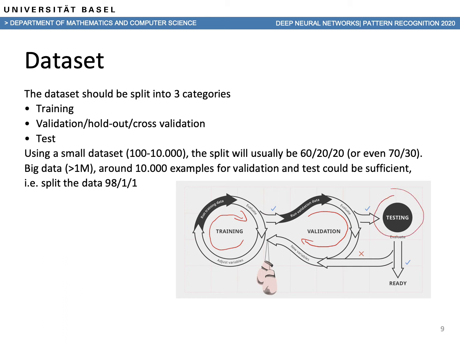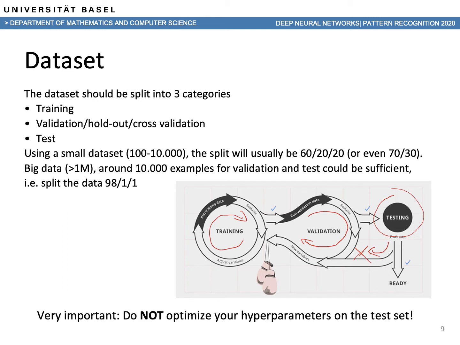And important to note here is that once you have tested on your test set, then you should not go back here and do some more optimization, because then you would use your testing set also to optimize over your hyperparameters. So very important is that you should not optimize your hyperparameters on the test set.